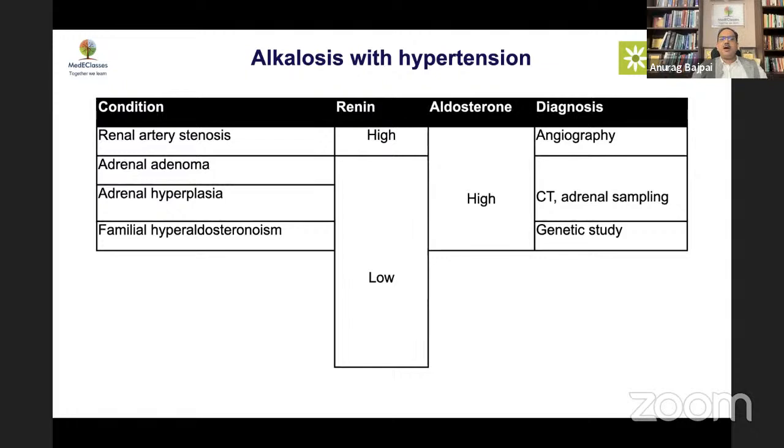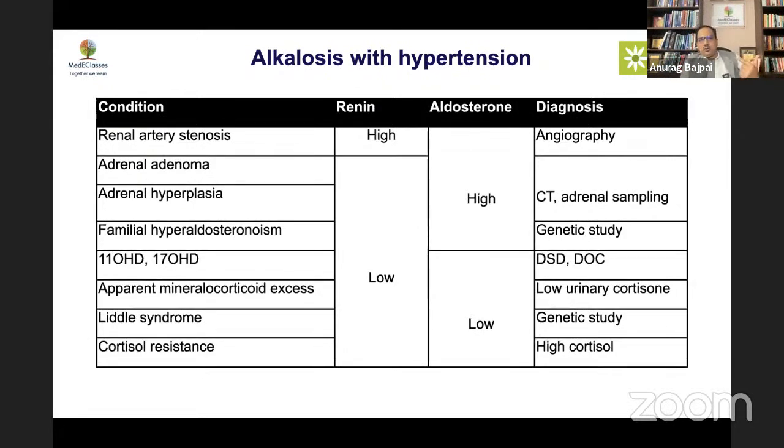Think of adrenal adenoma, hyperplasia, or glucocorticoid remediable aldosteronism, as Dr. Manoj talked about. If you have low aldosterone and low renin, it basically means that either you have got an alternate form of aldosterone which is working, like DOC, which happens in 11-hydroxylase or 17-hydroxylase deficiency, or there is an apparent mineralocorticoid excess, that cortisol is acting on the cortisol receptor, or there is Liddle syndrome or cortisol resistance in that scenario. So a combination of renin and aldosterone in individuals who have hypertensive alkalosis will give you the diagnosis in that perspective.